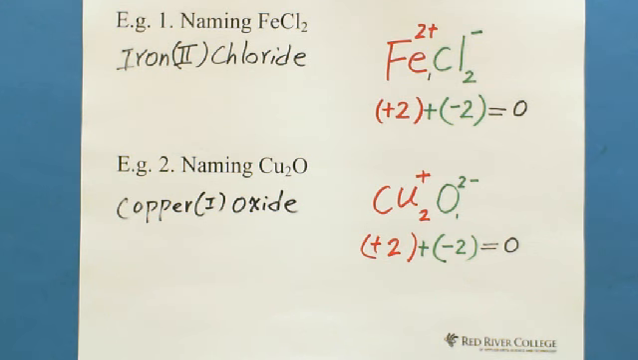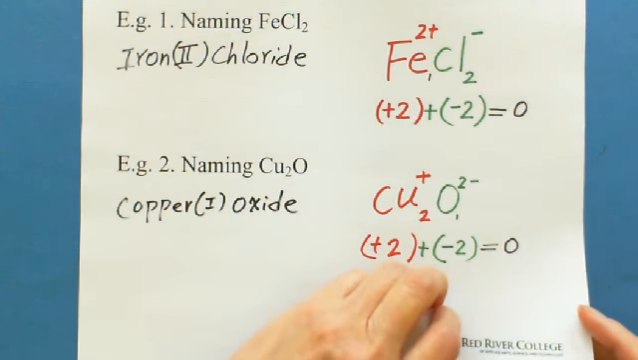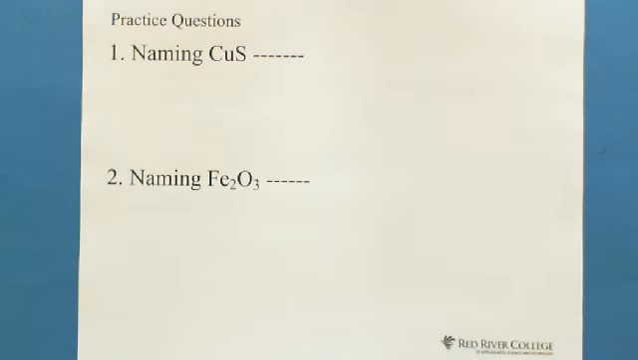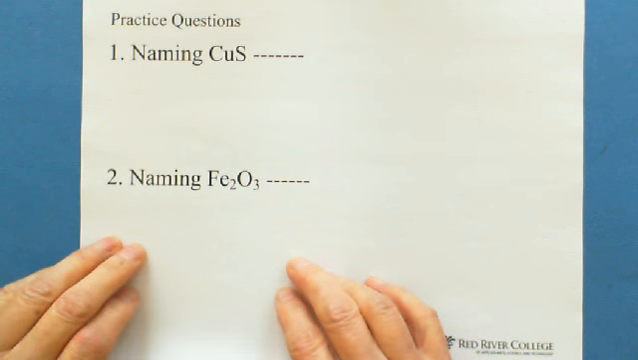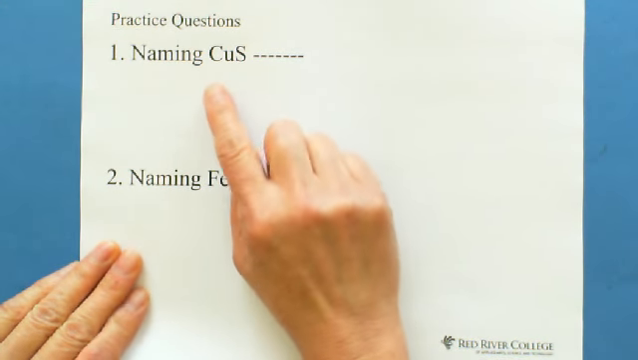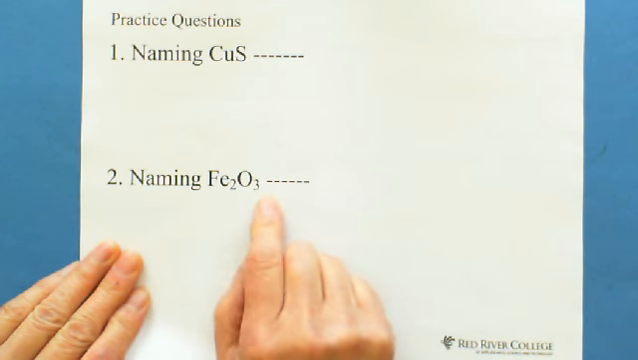So next is your turn to practice some questions. I have 4 questions for you to practice. First, you can pause the video, then after practicing, come back. Okay, welcome back. The first 2 practice questions are naming CuS and naming Fe2O3.